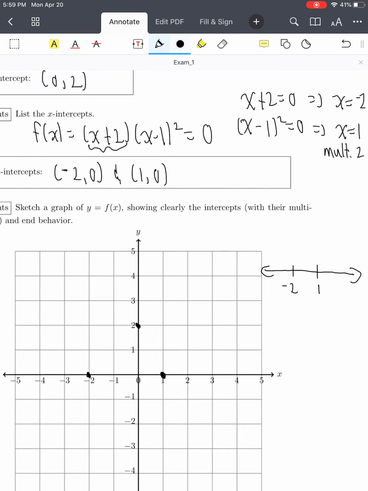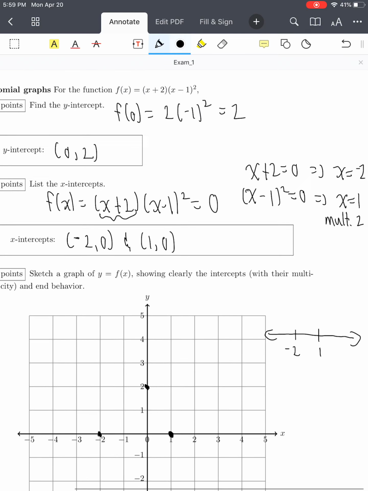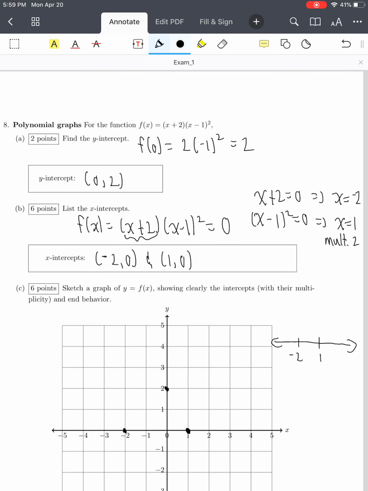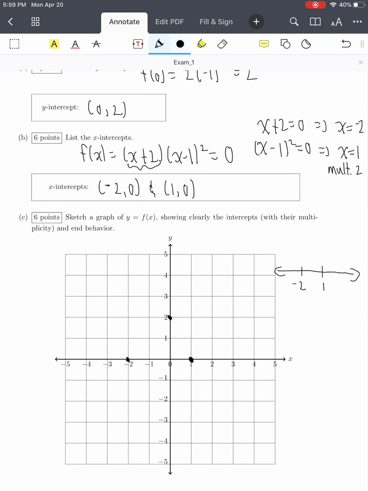So if x is greater than 1 in this function, let's see. Yeah, so if x is greater than 1 here, say x is 50, plug 50 into this function, we get 50 plus 2 is positive, and then 49 squared is also positive. So it's going to be positive right here.